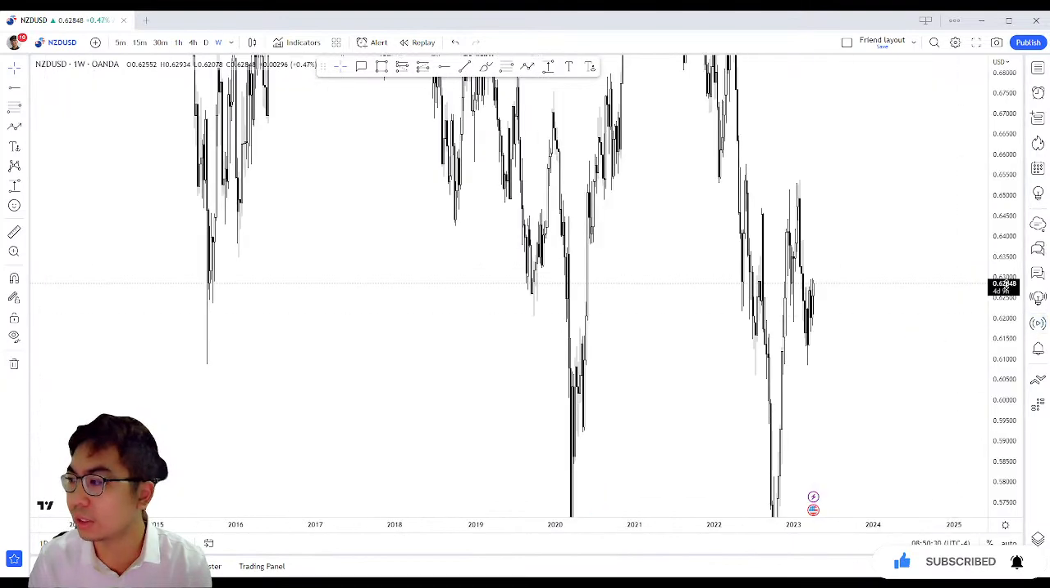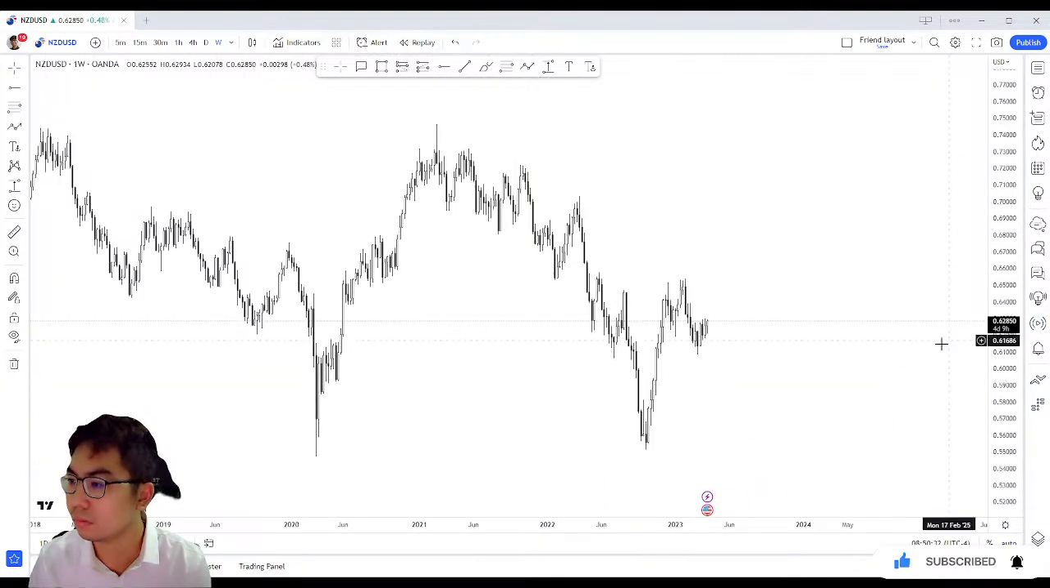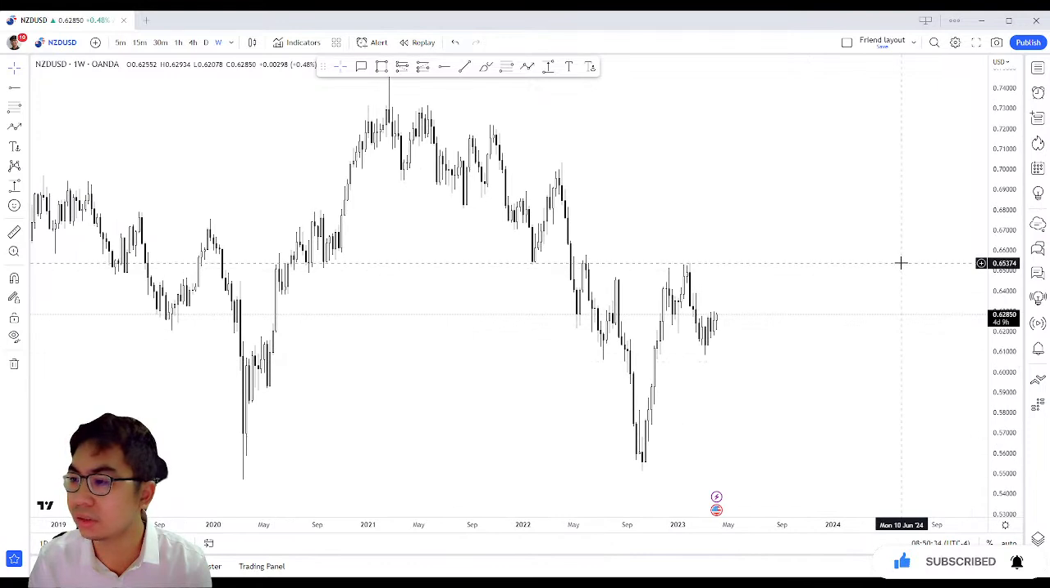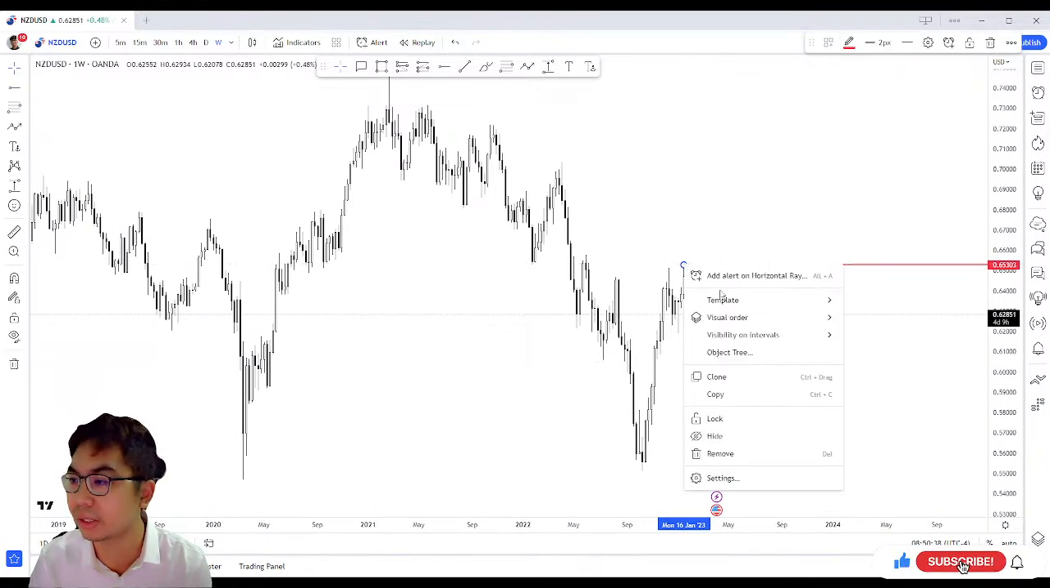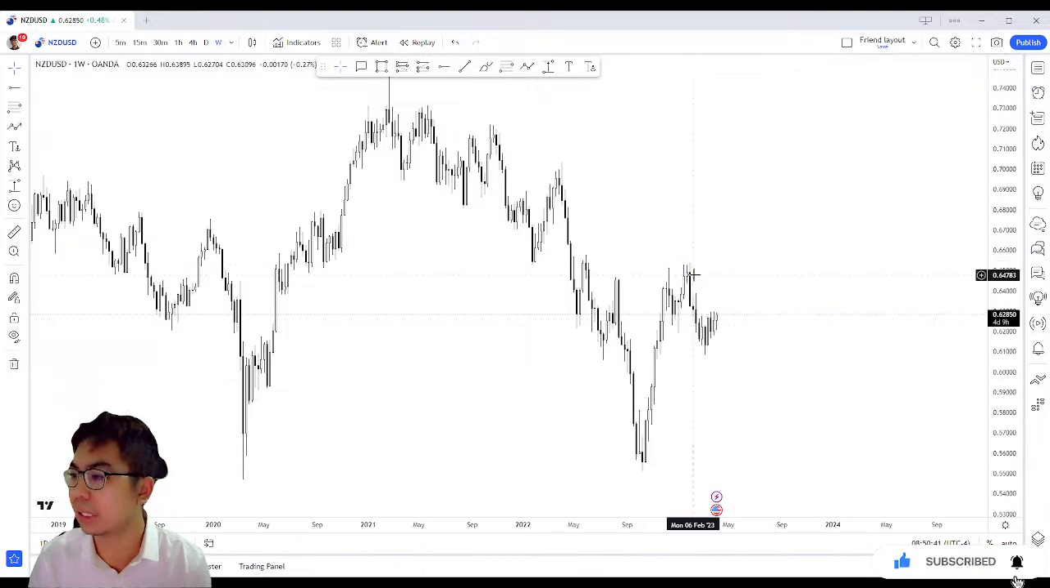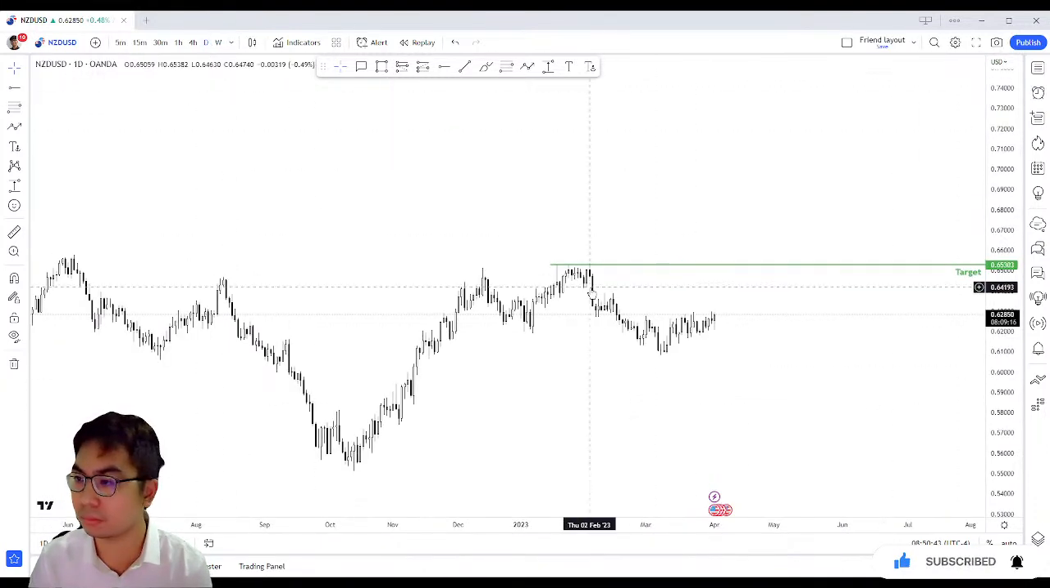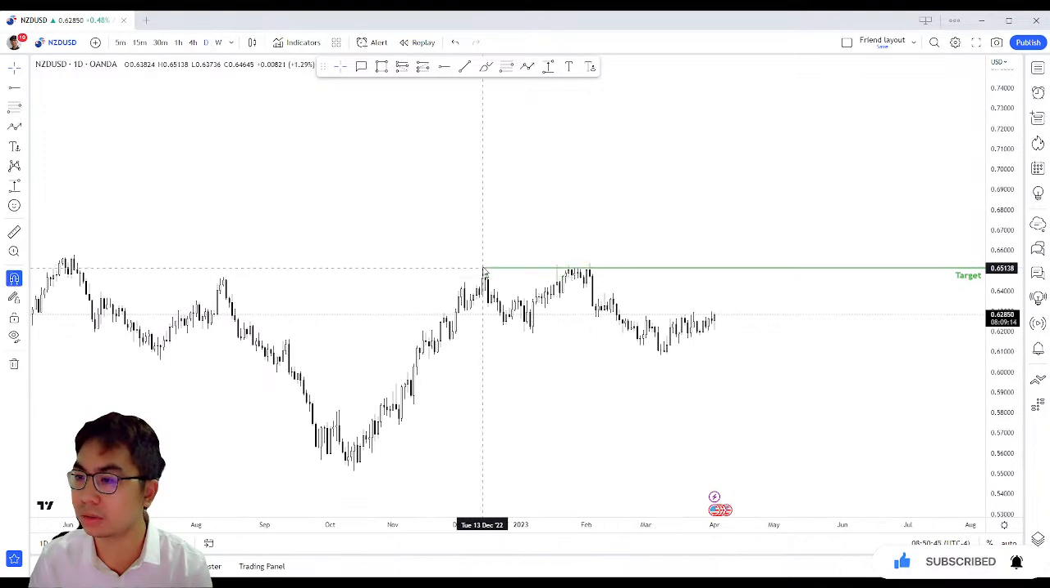Let's take a look at the weekly. What I notice is there's a ton of liquidity lying right up there, relative equal highs. This could be your potential targets.